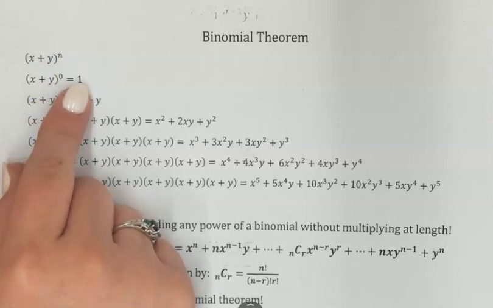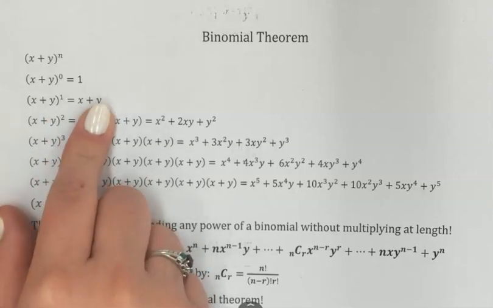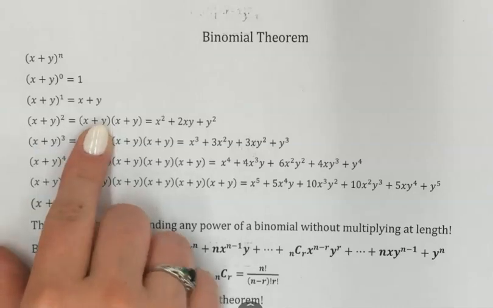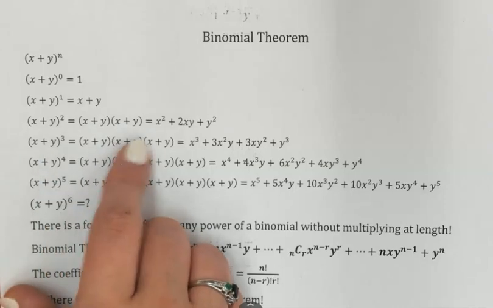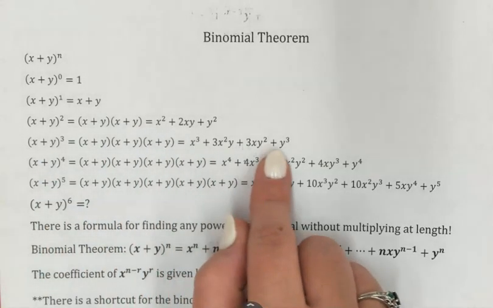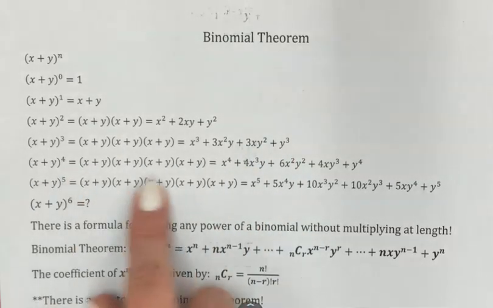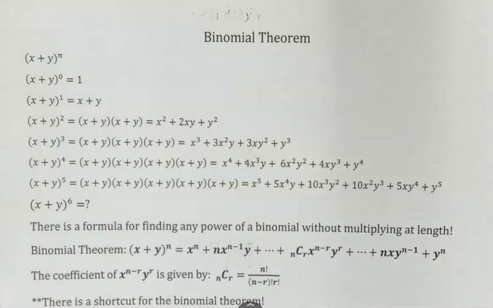Now anything to the 0 power is just going to be 1. If you raise it to the first power, it's just itself. And once I get beyond 1, we are familiar with squaring binomials. That is when we FOIL. If we raise it to the third power, we're multiplying it by itself 3 times, and our answer gets a little bit larger. To the fourth power gets bigger, fifth power even bigger, and so what would it be to the sixth power? Well, what if I told you that there was a shortcut that saved you from having to do the multiplication by hand over and over and over again?